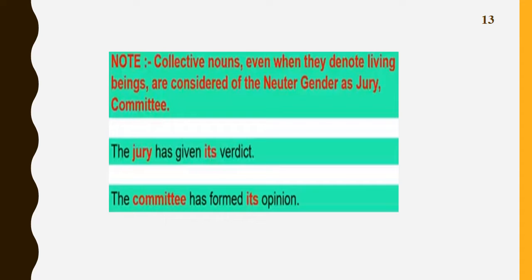As earlier you have done your collective noun lesson, you have read about these collective nouns. So in jury, there can be female or male, both judges. So the gender is not defined. So we can say its verdict. We cannot say jury has given his or her verdict. Committee can also have male and female both members. That is why we are saying its opinion.